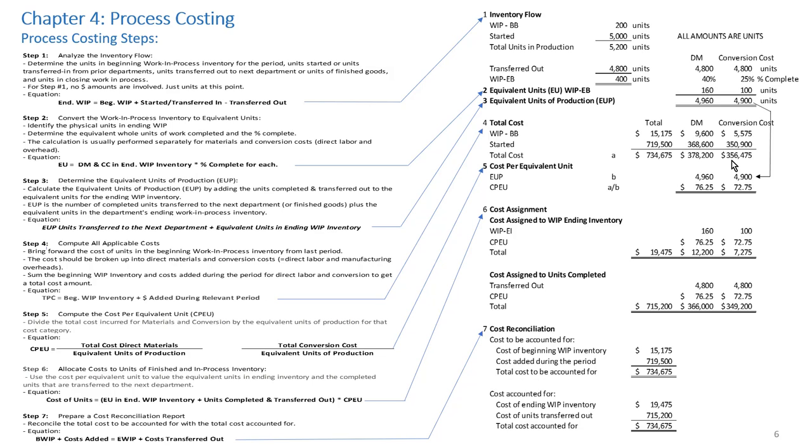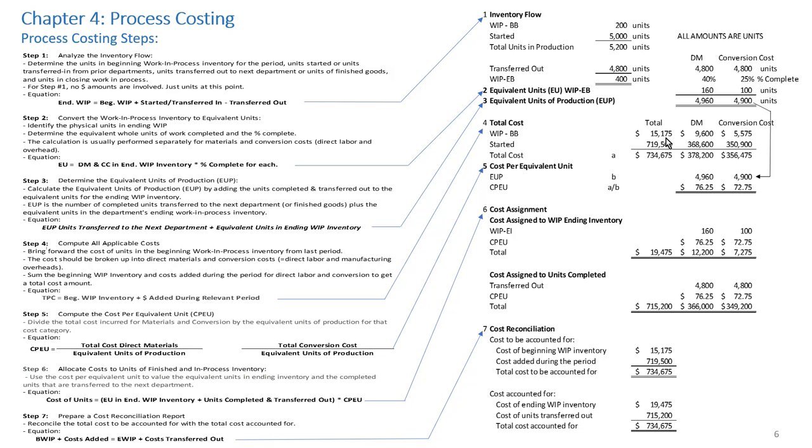When we add those numbers across, we have a beginning work in process inventory that totals $15,175. That $15,175 was made up of direct material and conversion costs. In other words, direct material, direct labor, and manufacturing overhead.